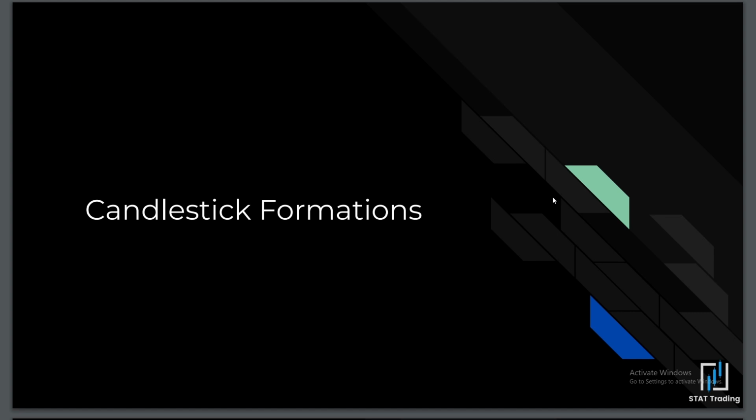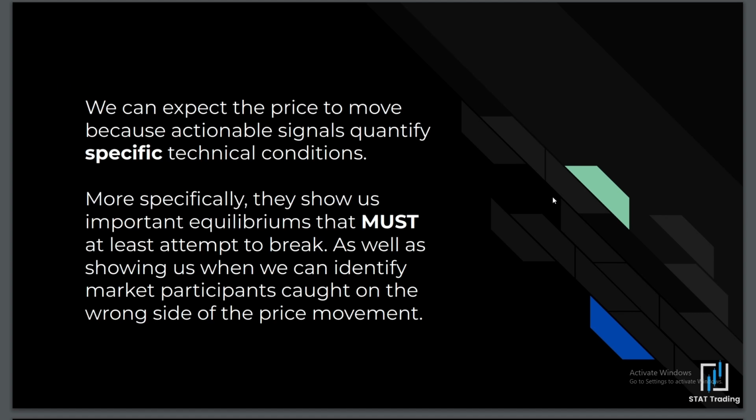So first, candlestick formations. These allow us to expect price to move. And this is because actionable signals, another word for these candlestick formations, quantify specific technical conditions. More specifically, they show us important equilibriums that must, at the very least, attempt to break, as well as showing us when we can identify market participants caught on the wrong side of price movement.